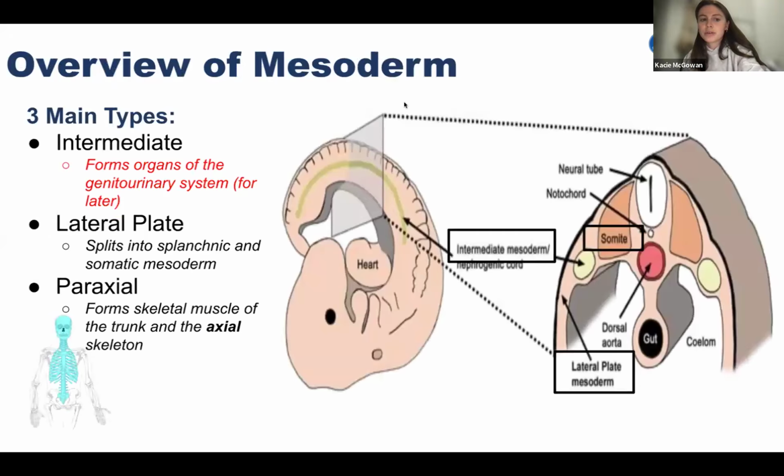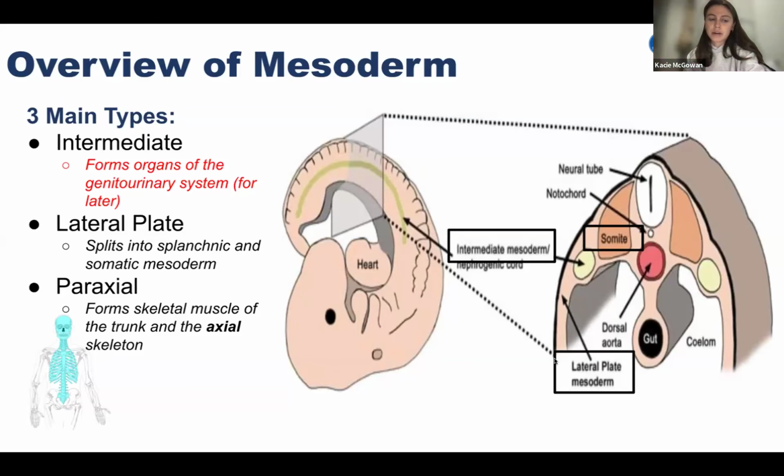So for the mesoderm, we do have 3 main types, and this image on the right here shows it. The next image will show it even better. The intermediate forms between your paraxial, which is going to be here, which then forms the somites, and your lateral plate, which is over here. So the intermediate is between the two. And this mostly forms organs of the genitourinary system. This is going to be the last I mention it. It's a topic for later.